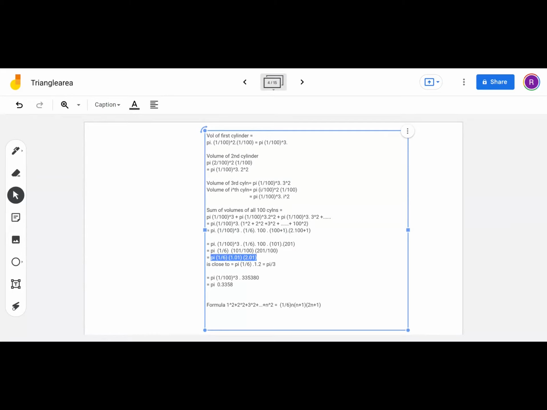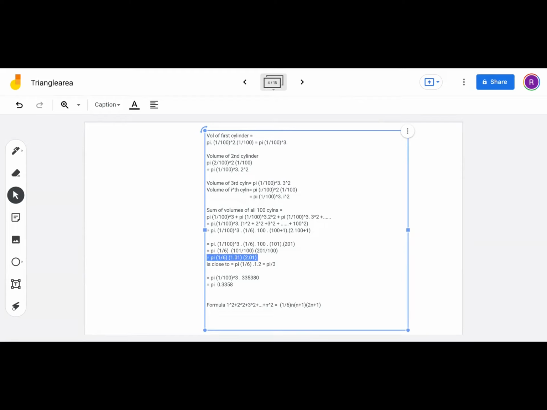So when we cancel 100 and 100, there we get 1, sir. Yes. So in 1 by 6 we have 1, sir, in the numerator, and 100 and 100 get cancelled, 1, sir. So 1 plus 1, 2, sir. And 0.01 is nearer to 1. There we get 1, sir. So we have pi into 1 by 6 into 1.01 into 2.01. So where is the plus? What is the 0.01 you're talking about?